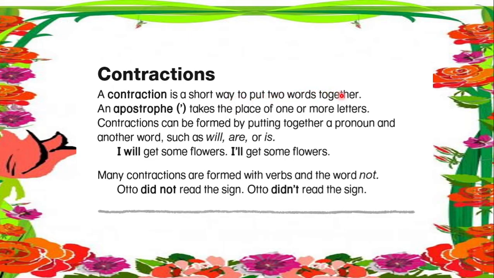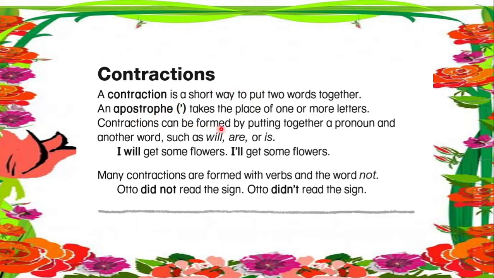Let's say we have she and is. A contraction for she and is is she's. She apostrophe s. Later on I'm going to show you how with the examples. An apostrophe, this is an apostrophe, takes the place of one or more letters. So we use the apostrophe to make a contraction. We use this apostrophe to make the contraction between two words.